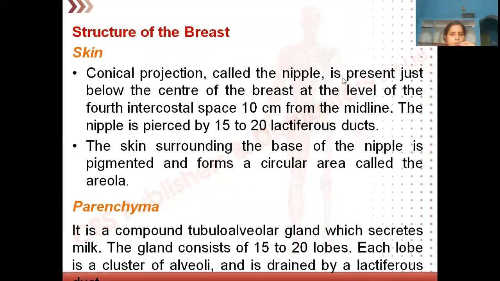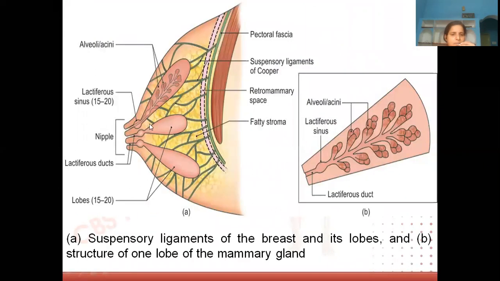Okay, so projection, nipple, parenchyma. See, this is beautiful picture you have. You are finding all lobes, 15 to 20 in number. Inside you are finding alveoli, acini. All these are opening in the lactiferous duct. So 15 to 20 such ducts open in the nipple.